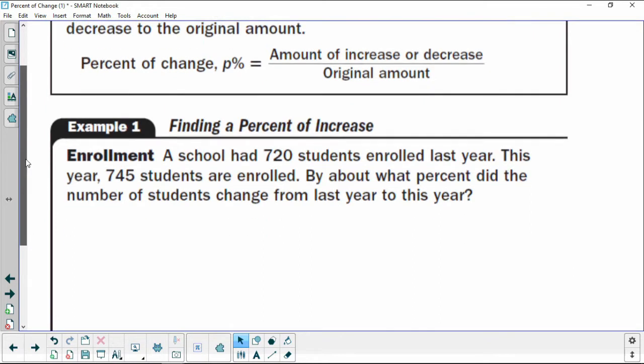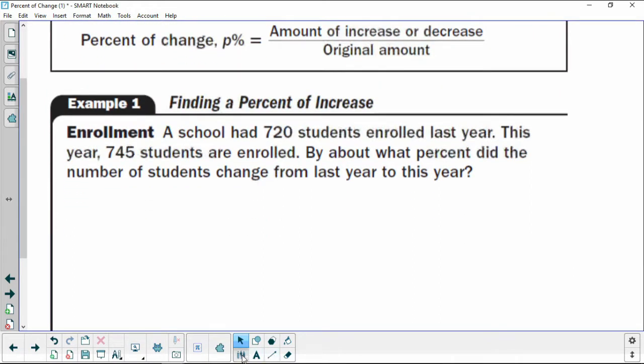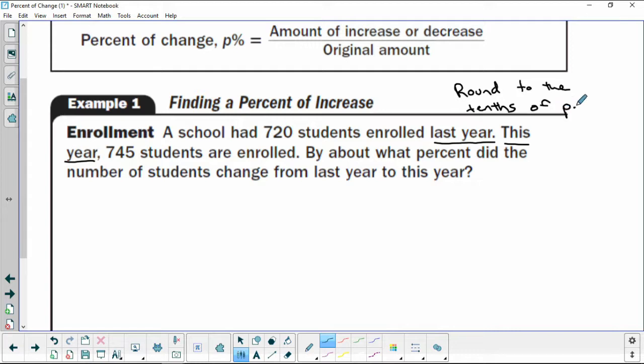So let's look at an example. A school had 720 students enrolled last year. This year, 745 students are enrolled. By about what percent did the number of students change from last year to this year? Okay, just a heads up, you're going to want to round to the tenths of a percent if necessary, because maybe this will come out evenly, but this is safe if it says about.